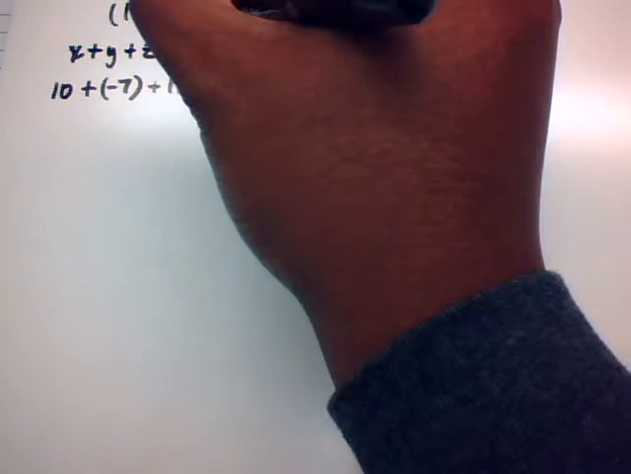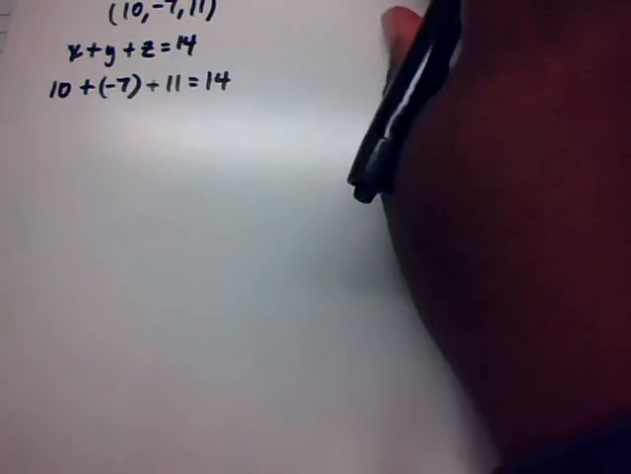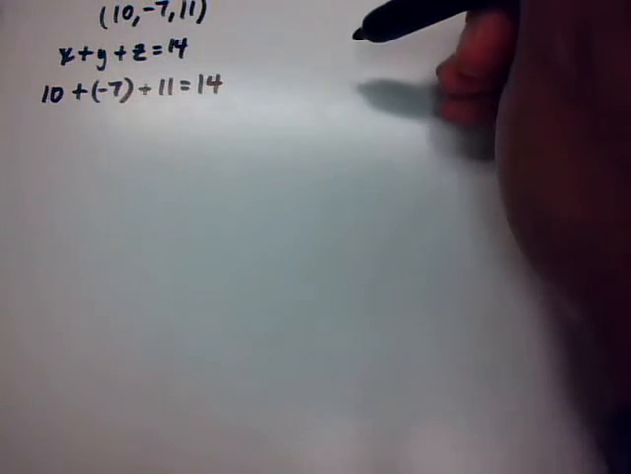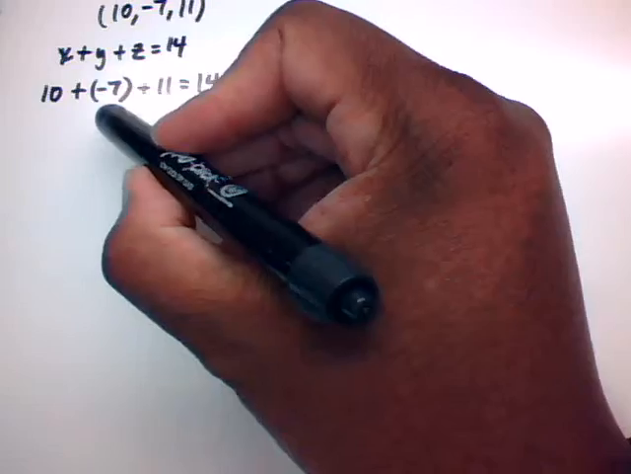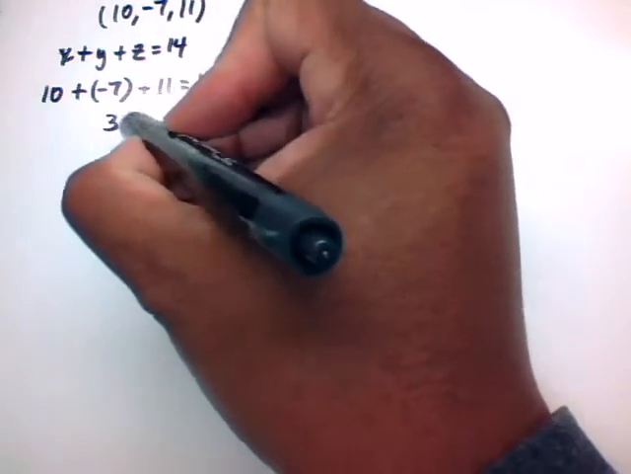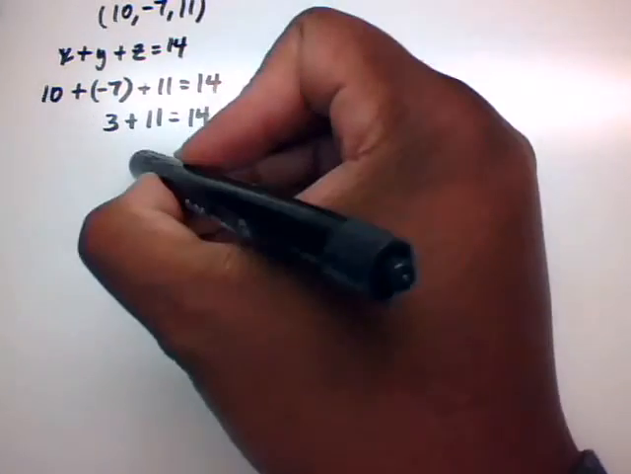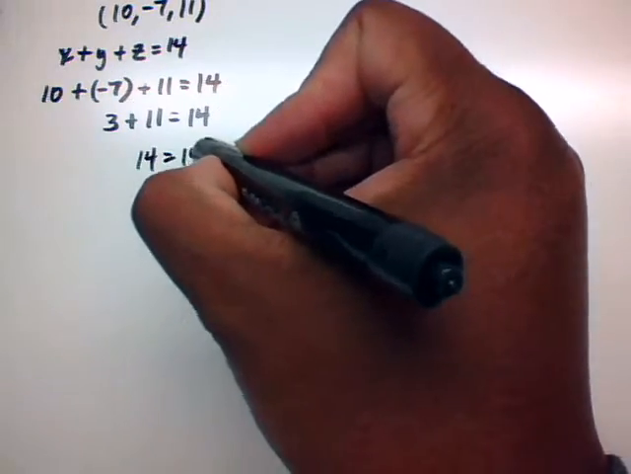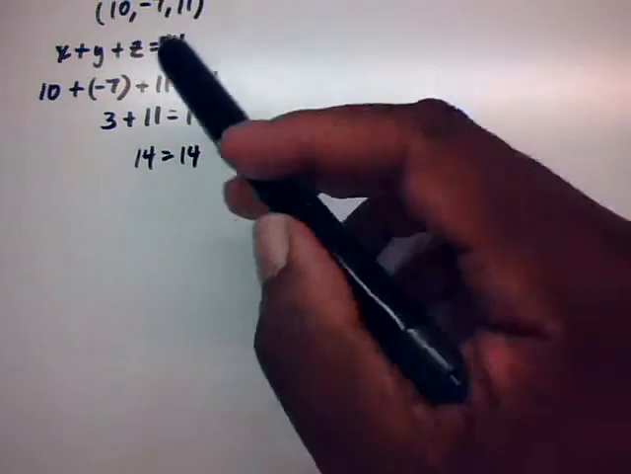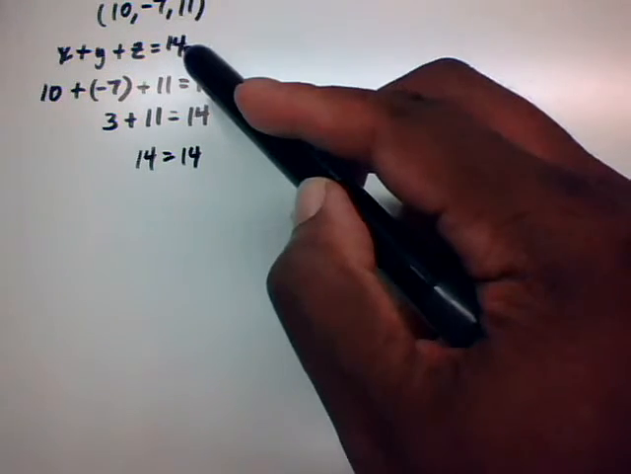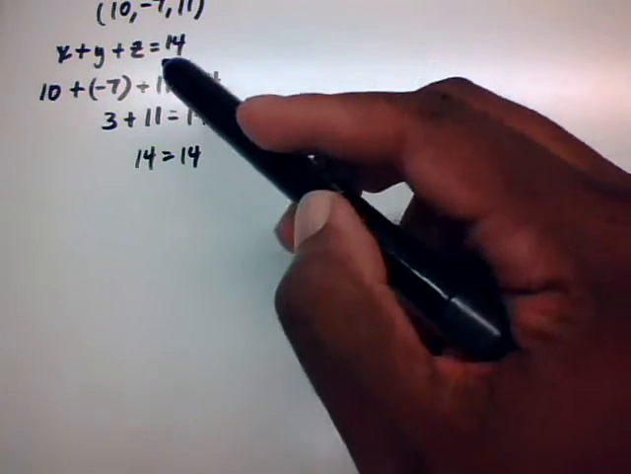In this case, our ordered triple that we're dealing with is 10, -7, and 11. That's our ordered triple. Now, when we simplify this, 10 plus -7 is 3, plus 11, it should give us 14. And if you add 3 and 11 together, you do get 14. So we know that this ordered triple satisfies this first equation, but it must satisfy all three equations.